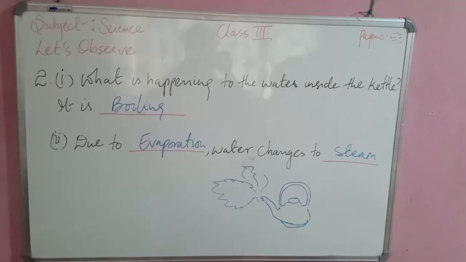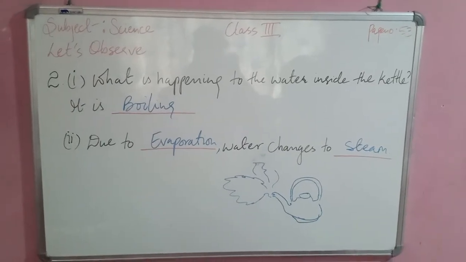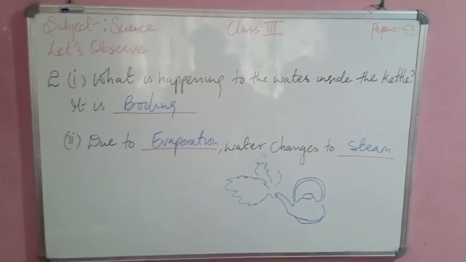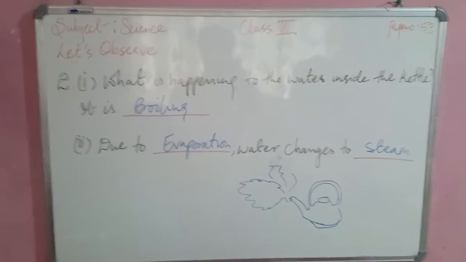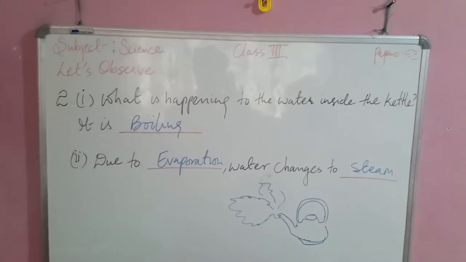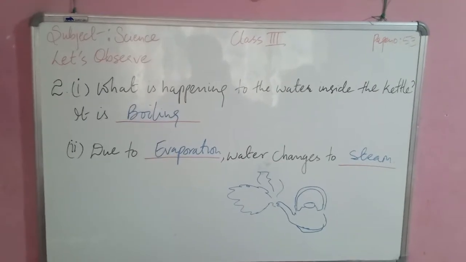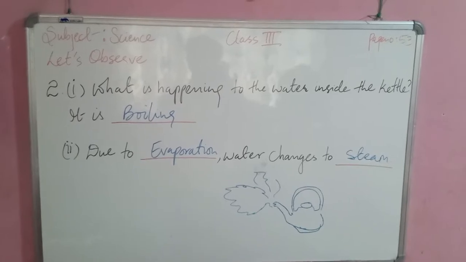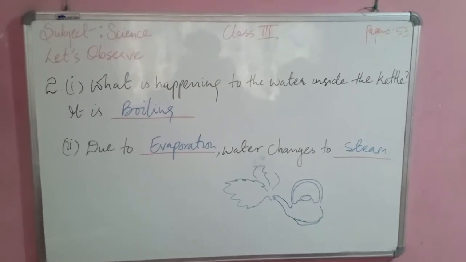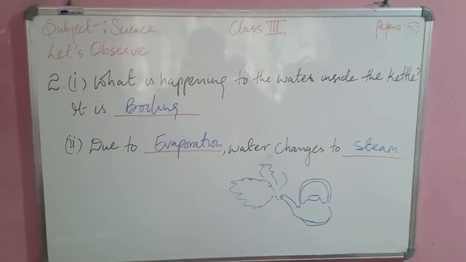Moving on, we have question number 2. What is happening to the water inside the kettle? It is boiling, as obvious. Then we have question 2, number 2. Due to evaporation, water changes to steam. So that's all you have to write. Then moving on with the next question.